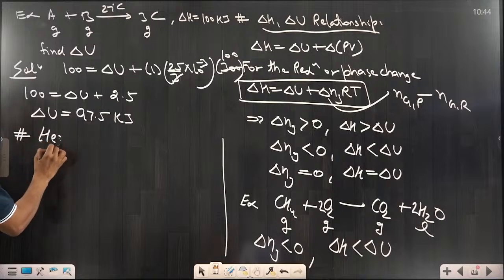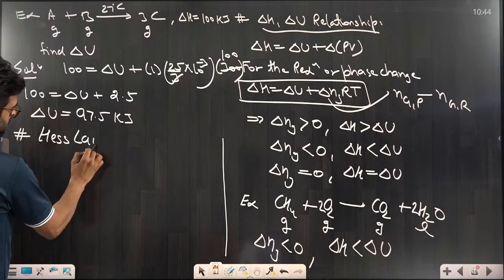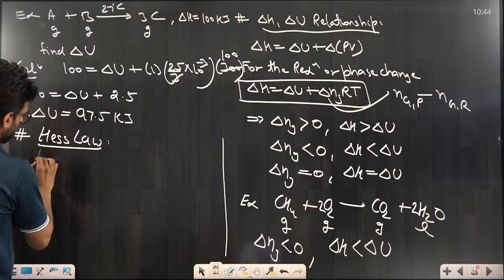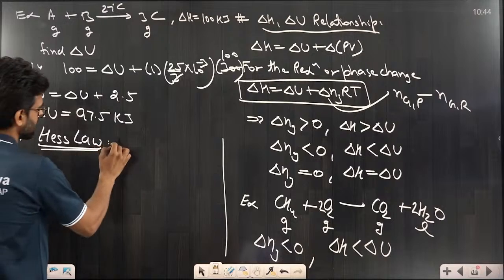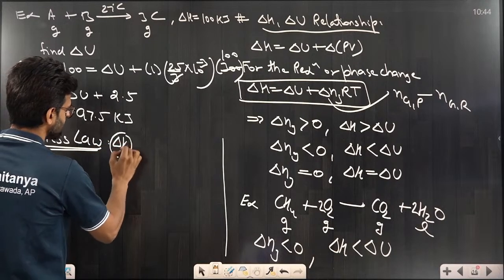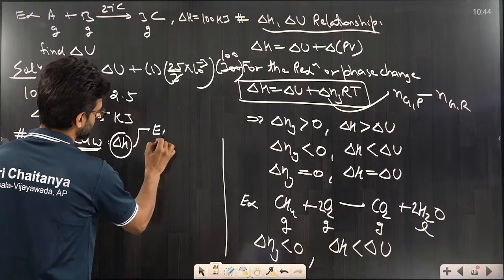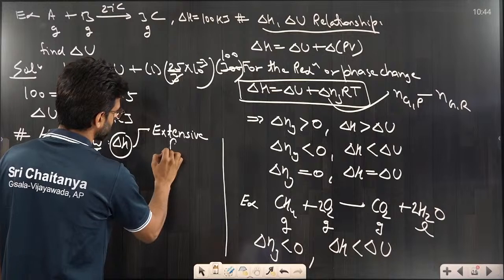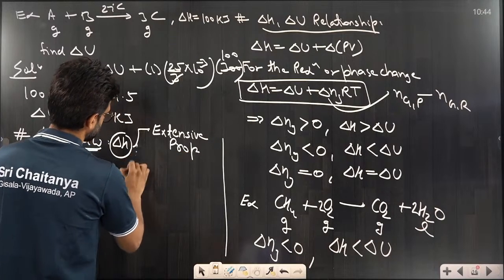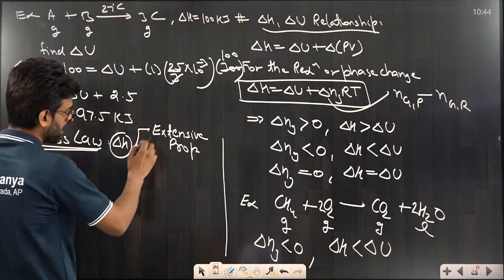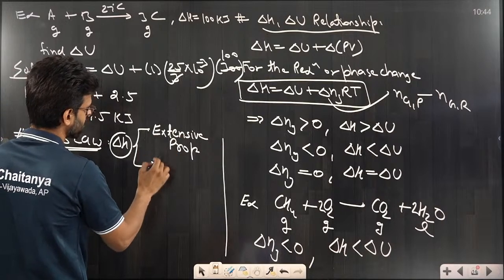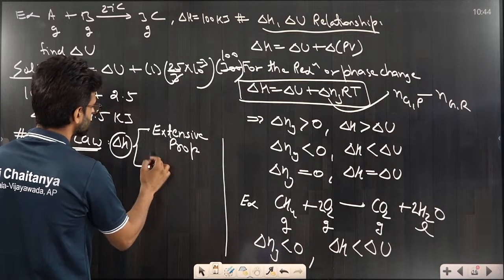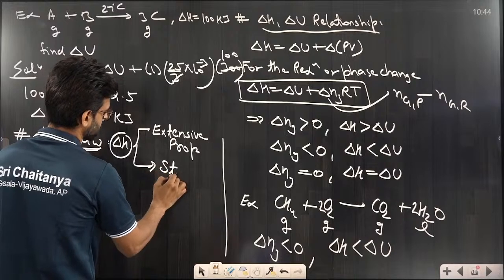Now, the next thing is about Hess law. Again, very important. What is Hess law? We know that delta H is an extensive property. It is an extensive property, which definitely depends on the amount taken. And the second thing, we know that it is a state function.